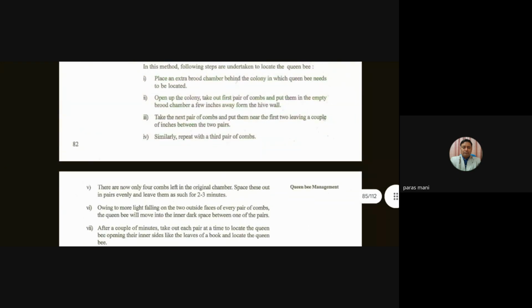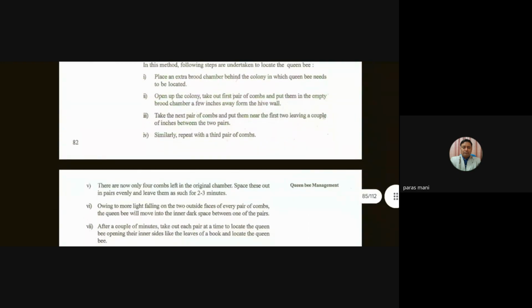Excuse me, yes, sir. I want to just understand. Yes, sir. First of all, it is written that extra brood chamber behind the colony. Behind the colony means separately next to the colony.